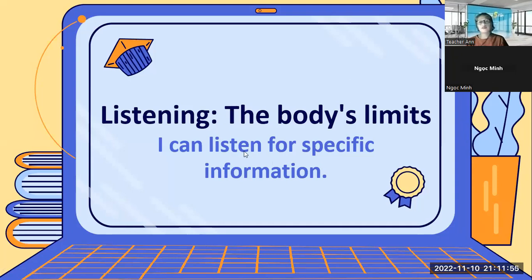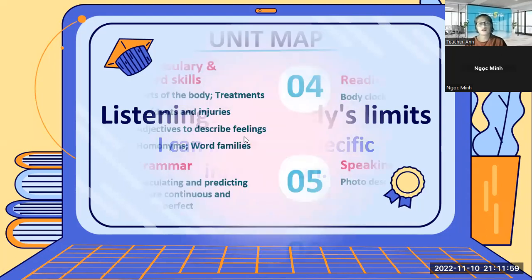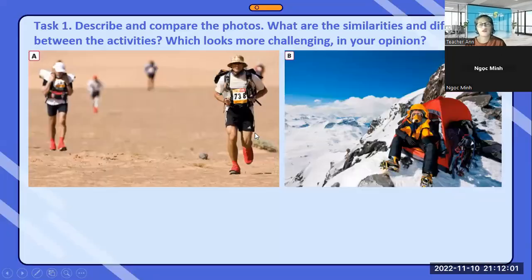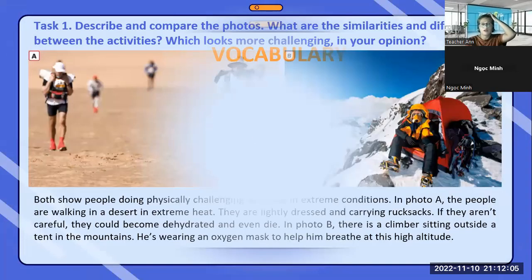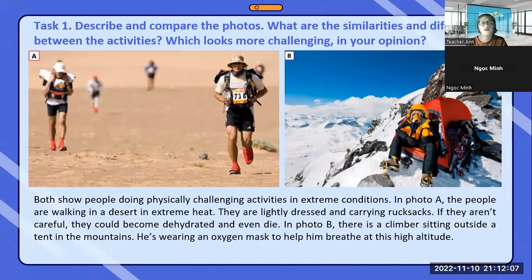Okay, so the body's limits, I can listen for specific information. So we have here in 3A, describe and compare the two photos that you have seen here. What do you think are the similarities and the differences between the activities in A? You consider running, and here in letter B, which looks more challenging in your opinion?